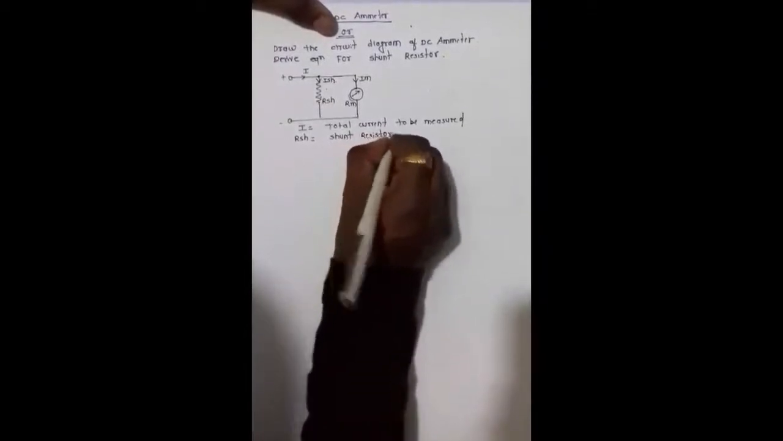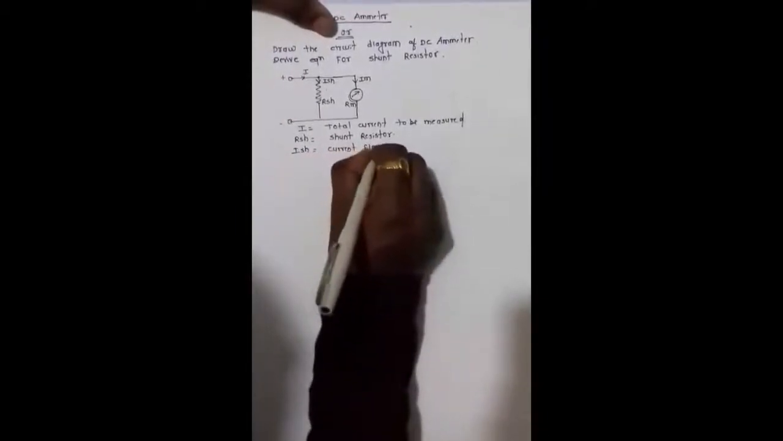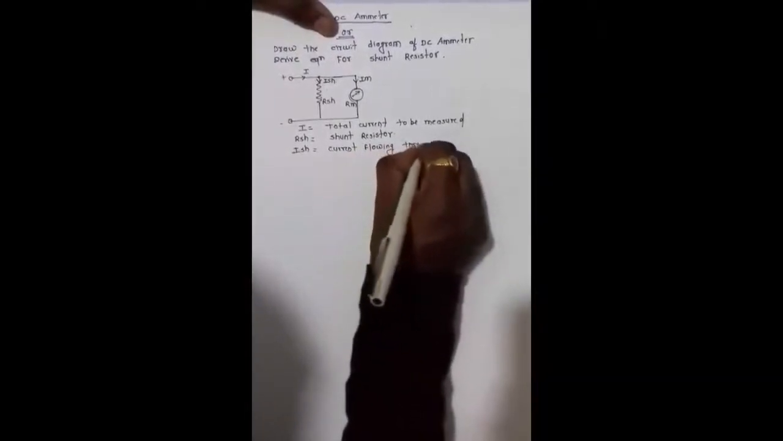RSH is the shunt resistor. Shunt means parallel. ISH means the current flowing through the shunt resistor.